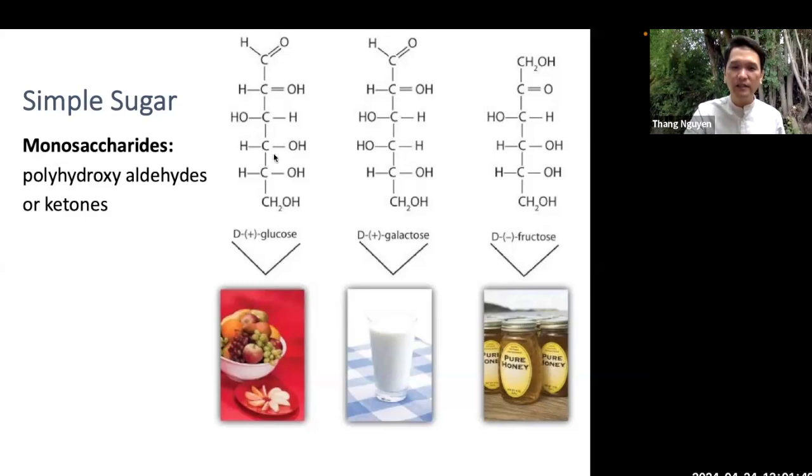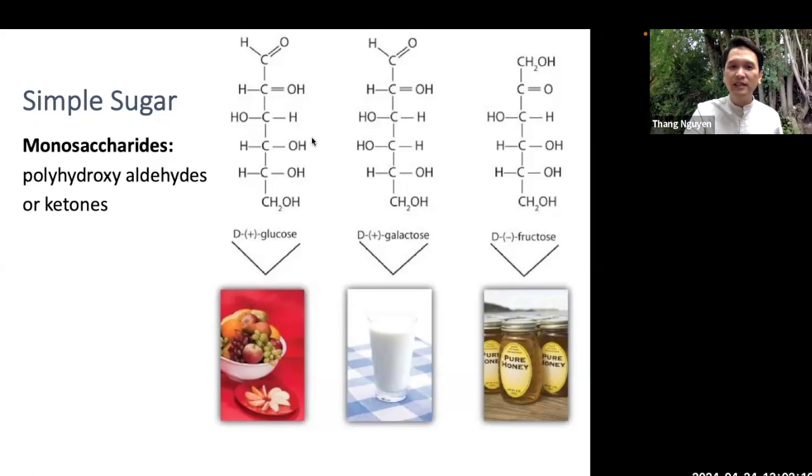Okay, so for our first example here is glucose. We see here that we have an aldehyde group and a bunch of hydroxyl groups coming down. Okay, so glucose is a very important sugar, and we'll talk about glucose many times in this lecture. Next here we have galactose, also an aldehyde sugar. And again, it has all these OH groups. Galactose is the sugar in your milk.